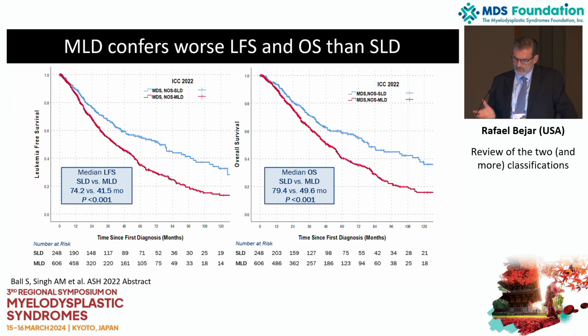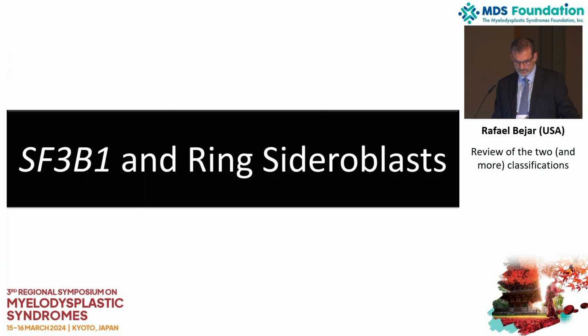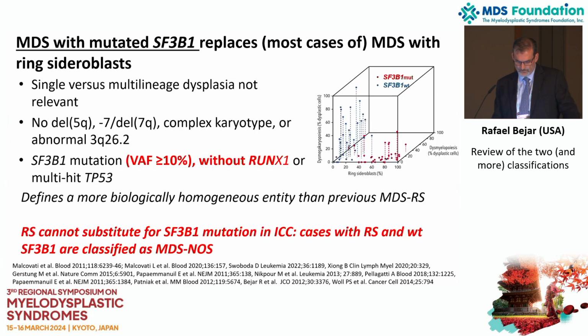Here's an example of the survival difference of patients with single versus multi-lineage dysplasia. So at least from a prognostic standpoint, it makes sense to separate these 2 groups. If you're thinking about it from an ontology group or biology phenotype, maybe not. Maybe you put them together because the biology is heterogeneous regardless of how you look at it, but there is a difference there. So let's take a deeper dive into the SF3B1 and ring sideroblast categories.